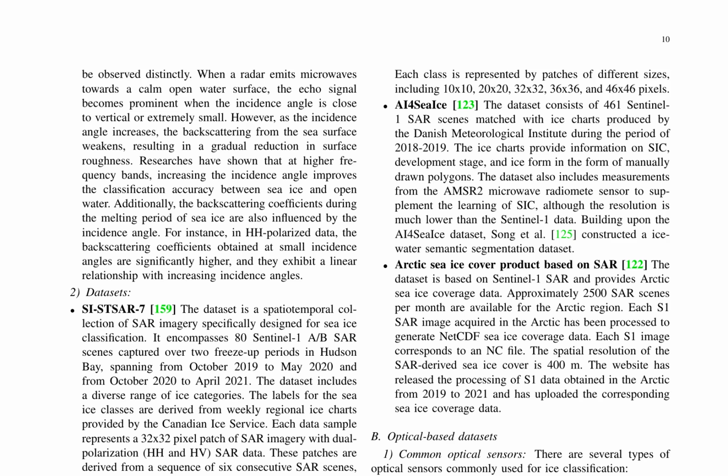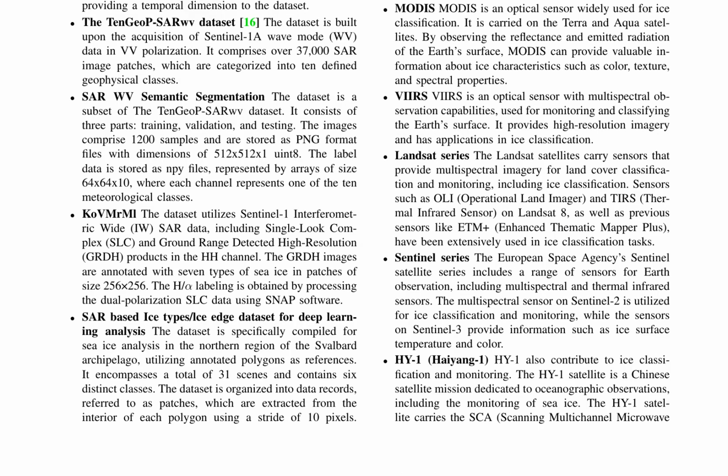The compiled database includes 12 datasets, including SIST-SAR7, 10 GOP-SAR-WV, SAR-WV semantic segmentation, CO-VMRML, SAR-based ice types, ice edge dataset, AI4 sea ice, and Arctic sea ice cover product based on SAR. These datasets provide a diverse range of ice categories and labels, enabling the evaluation of different sea ice classification methods.